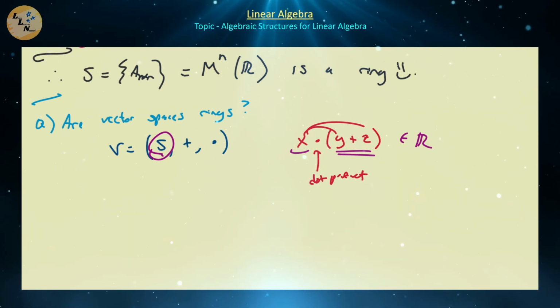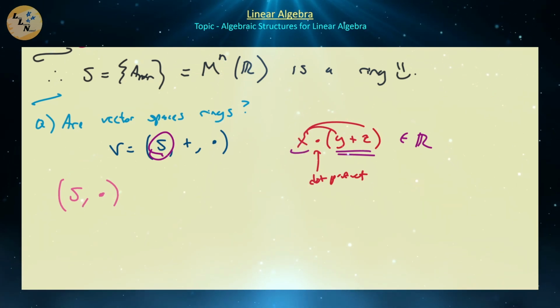If we define it as scalar multiplication, maybe it works, but keep in mind, what about scalar multiplication would cause this to not work? For example, if S is a set of vectors in Rn and times is scalar multiplication, does this really work? If we have a vector x scalared with y, this can't really be scalar multiplication because x would be a vector and y would be a vector, and we can't scale a vector by a vector, at least not in the classical sense. So generally speaking, vector spaces are not rings if we define plus as vector addition and times as scalar multiplication.